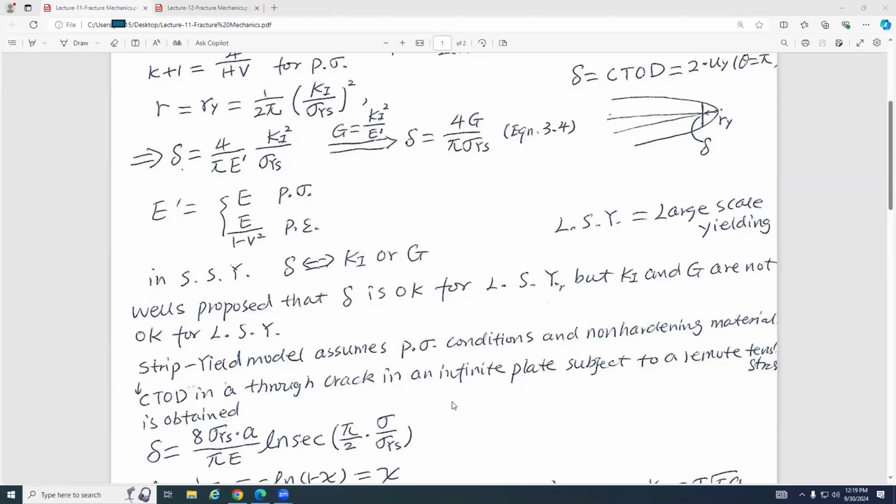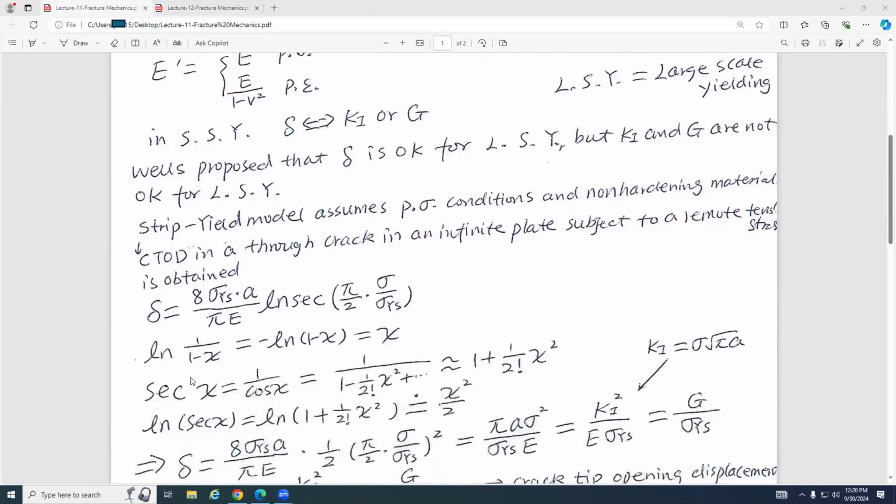So this compatibility is going down. This is the downwards compatibility. Delta can accommodate the small scale yielding and also the linear elasticity, but K and G are not compatible in the upward direction. This is the upward direction. So be very careful about this.